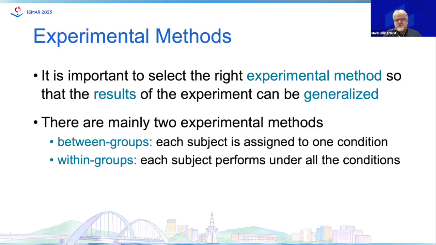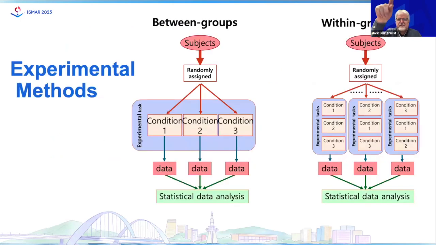And when you have to decide what type of experiment you're going to do, there's generally two main types of experiments, between groups and within groups. Between groups means that each person does one condition in the experiment. Within groups means that each subject does all the conditions. So here's an example. You can see the between groups on the left. You take the subjects, you randomly assign them to 1, 2, or 3 conditions. You collect the data and then do a data analysis at the end. Whereas with the within groups, you take the subjects and then each subject does those 3 conditions, but the ordering is changed as well.